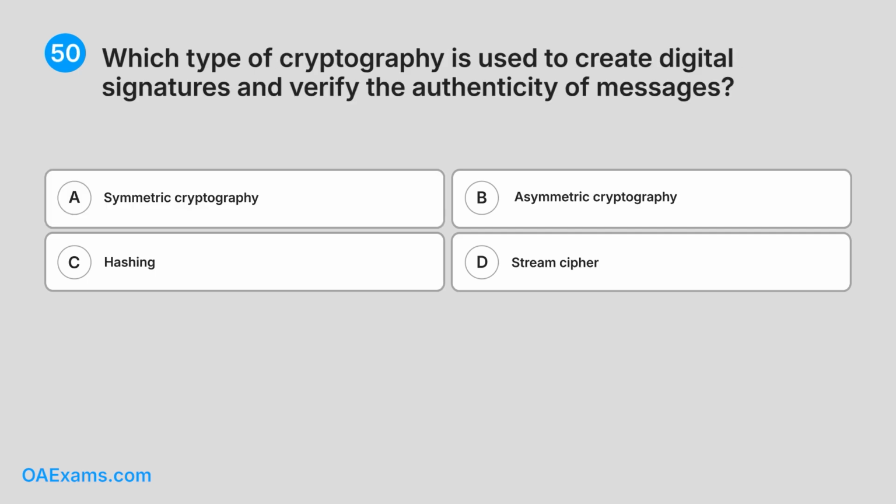50. Which type of cryptography is used to create digital signatures and verify the authenticity of messages? A. Symmetric cryptography. B. Asymmetric cryptography. C. Hashing. D. Stream cipher. Can you guess the answer?